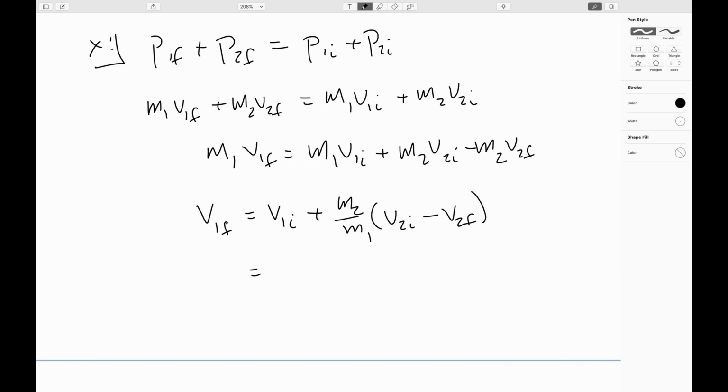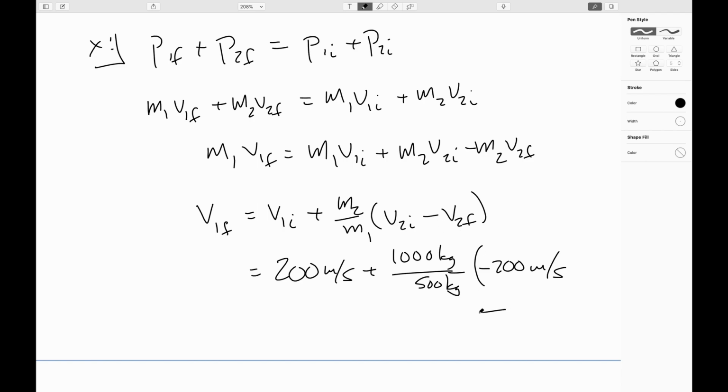All right, and again, we can go and put in the numbers, but remember, when you put in the numbers, you've got to put in the plus and minus signs for the direction because we're doing implicit signs. So this will be 200 meters per second plus 1,000 kilograms over 500 kilograms times V2 initial, we said was negative 200 meters per second, and V2 final, so we have a minus from the algebra here, and then V2 final is minus 20 meters per second.